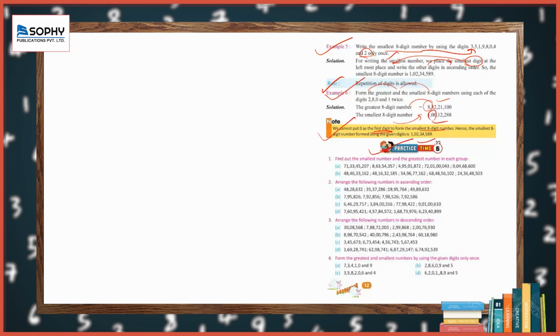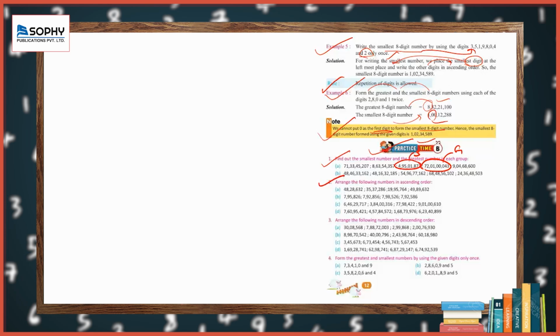Now let's look at the practice time B, students. In the first one, we have to find out the smallest number and the greatest number in each group. So which one is the greatest number, students? The largest number is, this is the greatest, and the smallest one is, very good, students, this one is the smallest number.